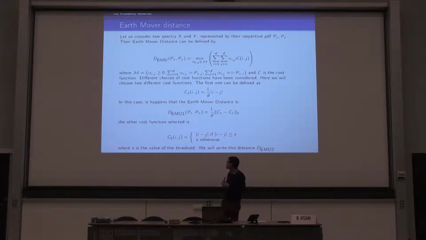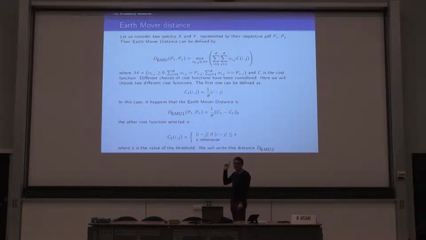I tried to use the classical Earth-mover distance. The problem is that I simplify the cost. I use the cost defined with C1, where finally the Earth-mover distance happens to be just a norm 1 between cumulative distribution functions. But the problem is that for this kind of cost, there is no real justification.